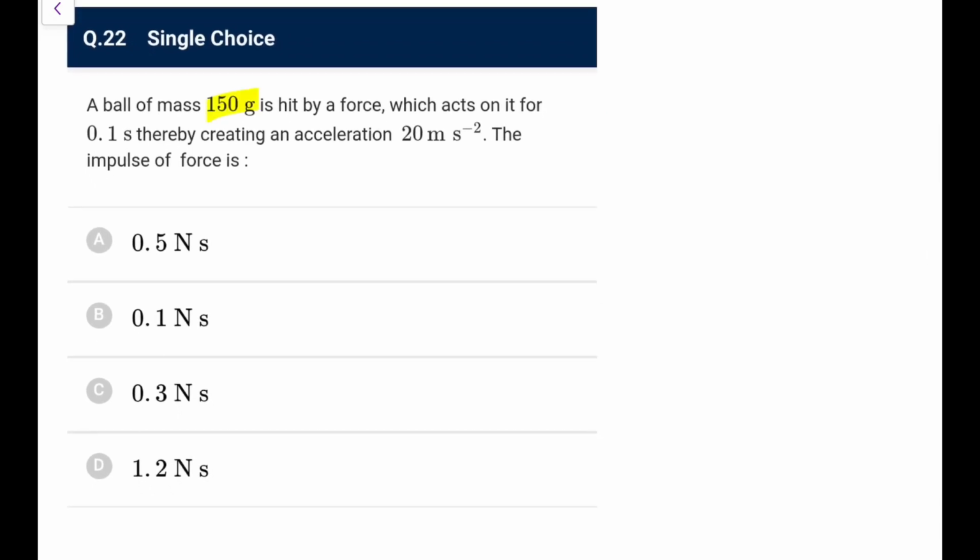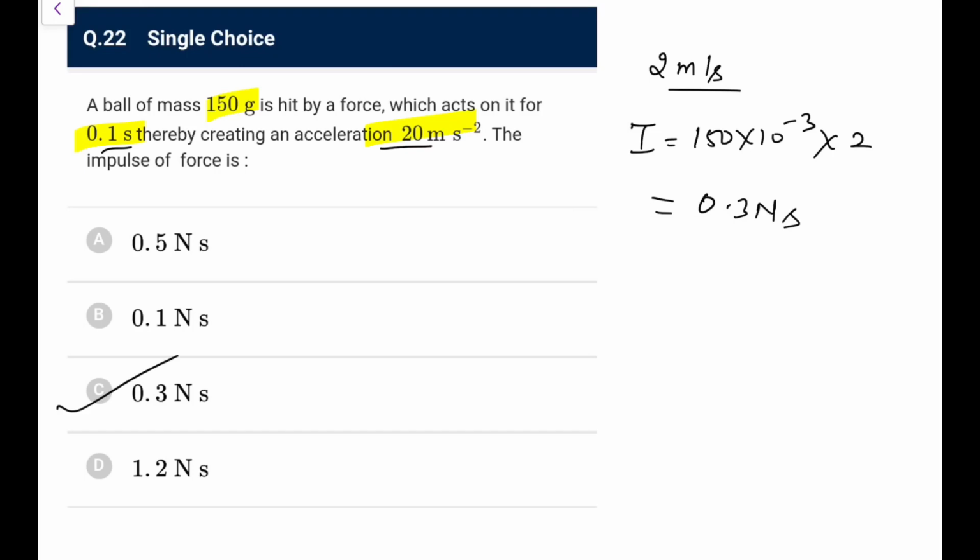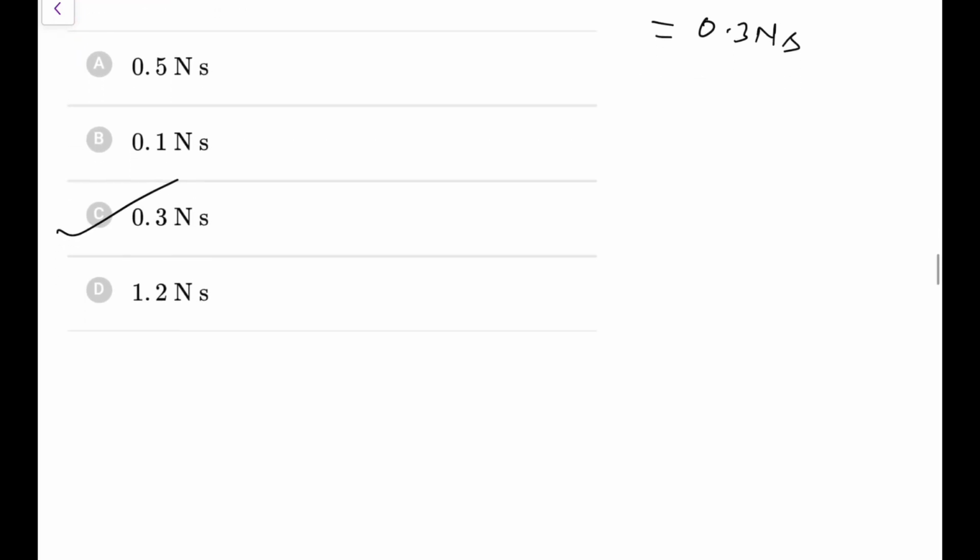A 150-gram ball is hit by a force which acts on it for 0.1 second, thereby creating an acceleration of 20. The impulse of the force is? So the impulse of the force, what we can directly say, impulse is change in momentum. So 20 acceleration for 0.1, so velocity changes by 2 meter per second. So impulse would be delta p, that is 150 into 10 raised to power minus 3 mass into 2. So that is 150, 300, that is 0.3 Newton second. You can directly go for option C in this particular case.